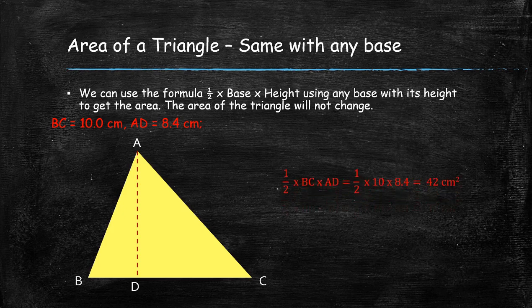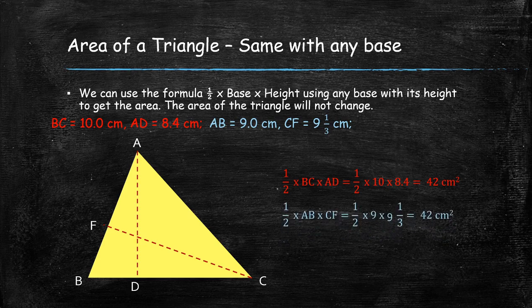So area is half into BC into AD, which is half into 10 into 8.4, which is equal to 42 centimeter square. Now let's take AB as 9 centimeter and CF as 9 1/3 or 9.33 centimeter. So the area is half into AB into CF equal to half into 9 into 9.33, equal to 42 centimeter square. In the first case also we got 42 centimeter square.